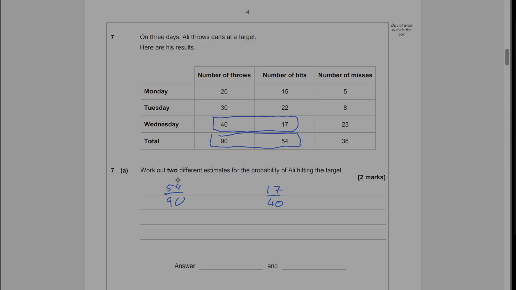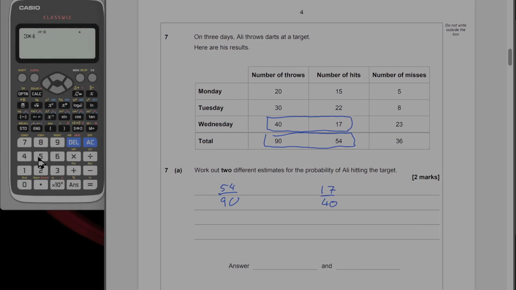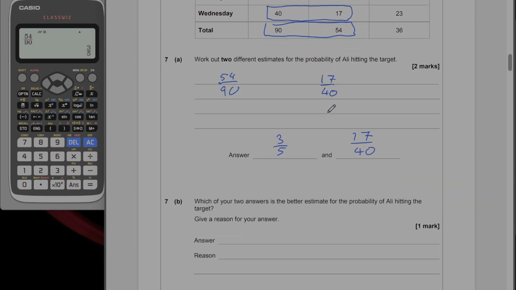Right, I can cancel down by 18s, I believe. Let's just bring our calculator in. 54 out of 90. We'll simplify down by 18s. Yeah, so I'm going to go 3 over 5 and 17 out of 40. And I could have worked out any two probabilities based on either of the days would be absolutely fine. So I could have had 15 out of 20 and 22 out of 30. They would all be fine.